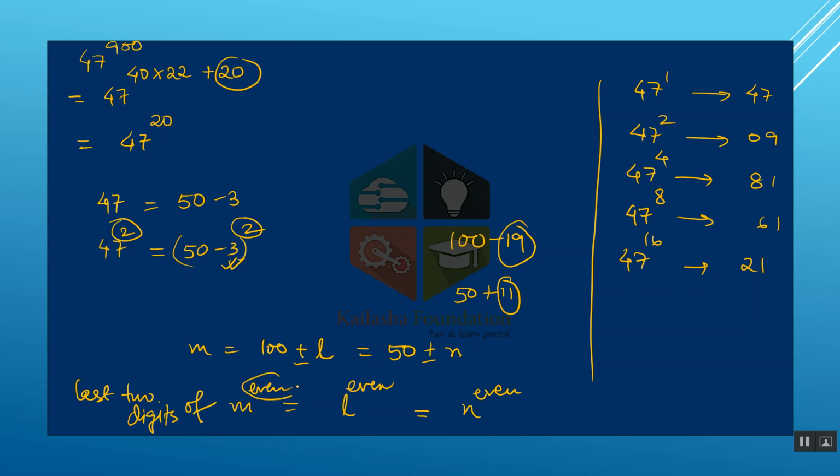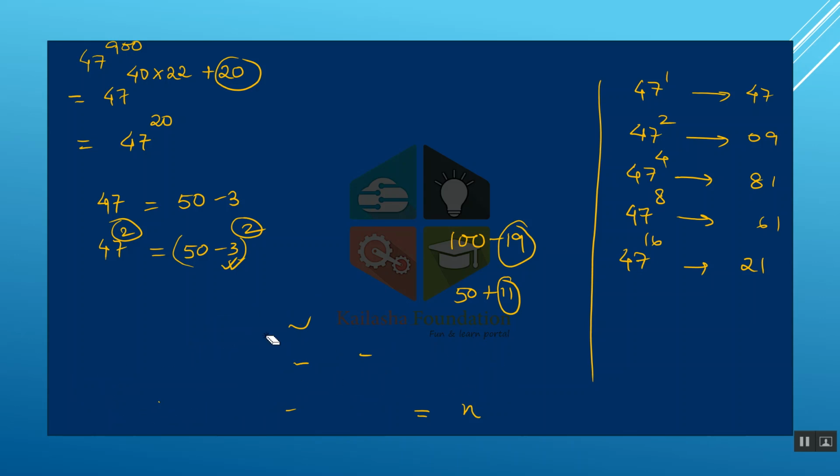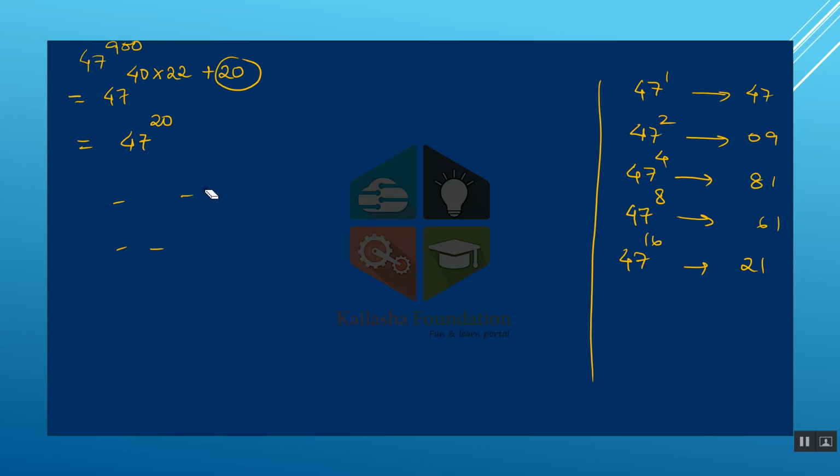Last two digits, these powers must be same. If m can be written like this or like this, then m square, l square, n square, all these three will have the same last two digits. This is the funda. Now let me repeat what I told you in this even power table. This is very important. We'll do more examples of this for the concept to be very clear.